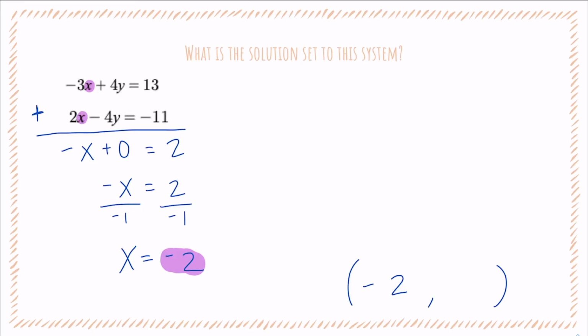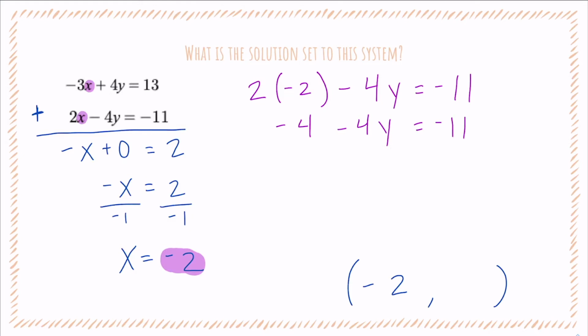So I'm just going to pick that second one, 2 open parentheses, and we substitute a negative 2 for x, minus 4y equals negative 11. Notice how everything else stays the same. All right. So we have 2 times negative 2 to give us negative 4. Now we're solving for y, so we're going to add 4 to both sides. So we have negative 4y equals negative 7. And then we divide both sides by negative 4 to give us a positive 7/4. So our y coordinate is 7/4.